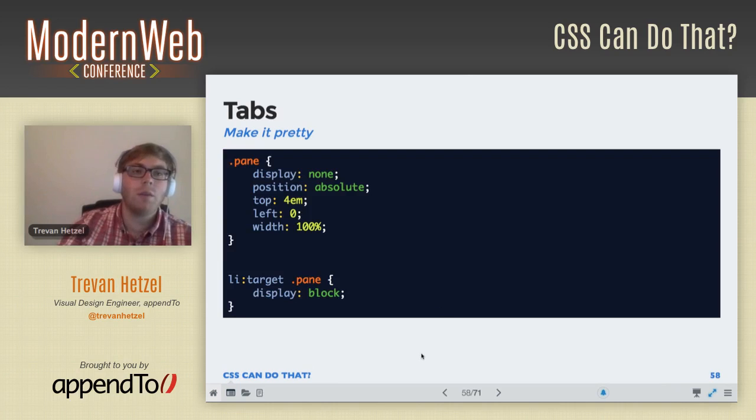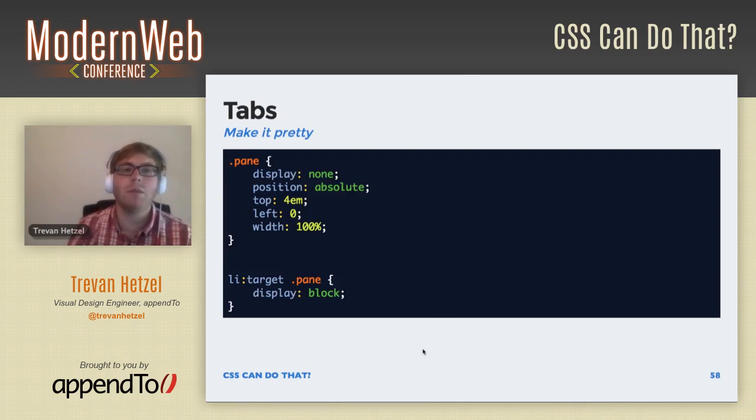So the first thing we're going to do is set the pane, which is where the actual content lives. We're going to hide it first of all, but then we're going to set it to position absolute, and we're going to give it a top of 4 ems. Basically, the top has to be enough to clear the height of the anchors. And then we're setting the left value to 0 and a width of 100%. What this does is it allows the 3 panes that we had to be positioned in the same spot. Even though they're not all shown at the same time, they're at least positioned in the same spot.